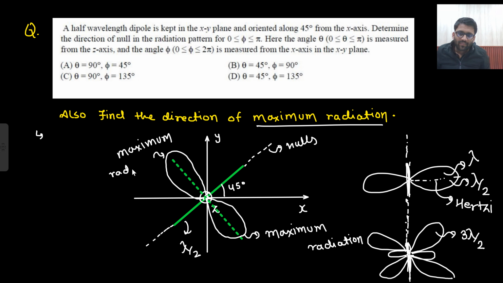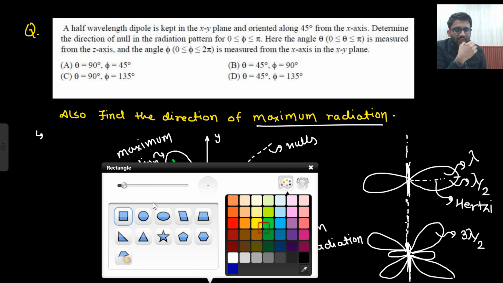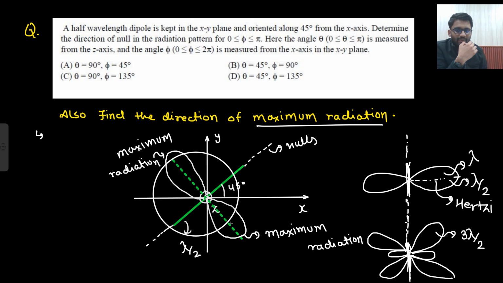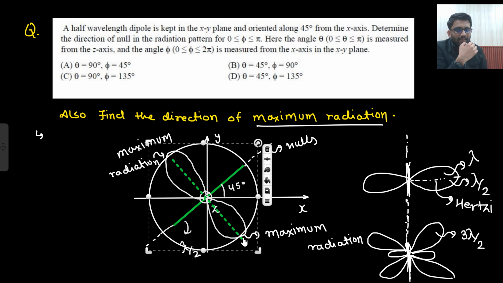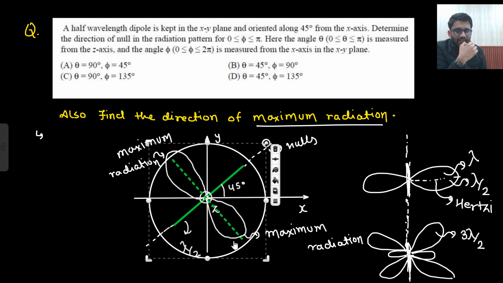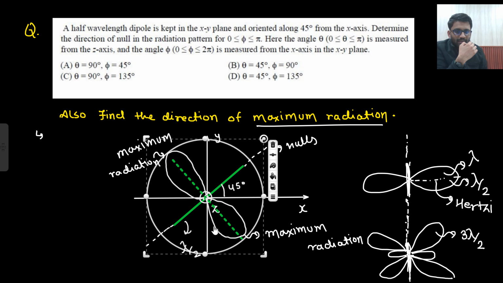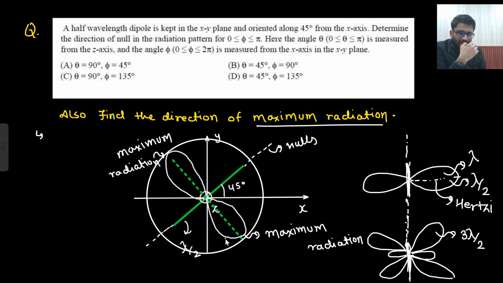And all these are happening on the xy plane, because in the xy plane you get the biggest circle. So that's why we will make the pattern on the xy plane. This pattern we made was our E plane pattern. And what is this? This is our H plane pattern.